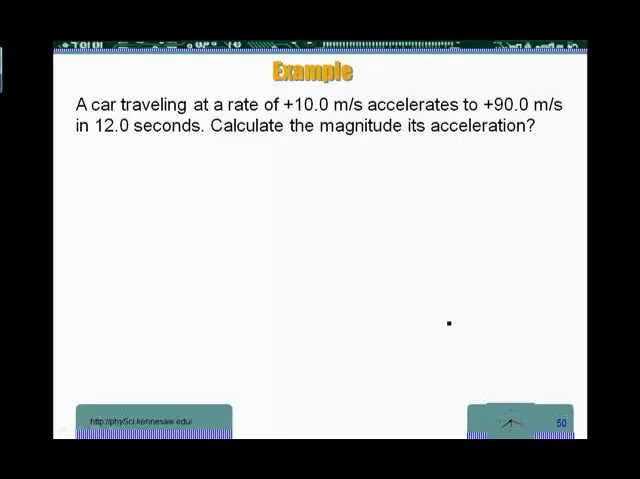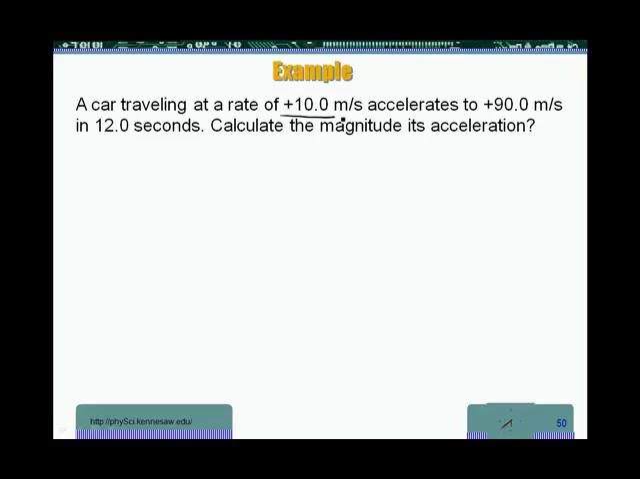In this segment, we will work a few examples. Okay, in this particular case, we have a car traveling at a rate of 10 meters per second, accelerates to 90 meters per second in 12 seconds. Calculate the magnitude of its acceleration.